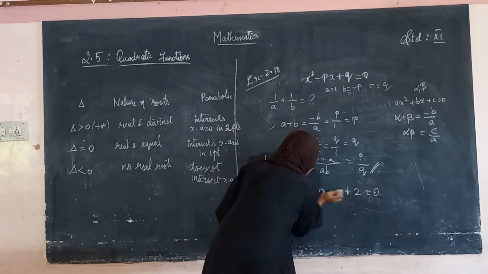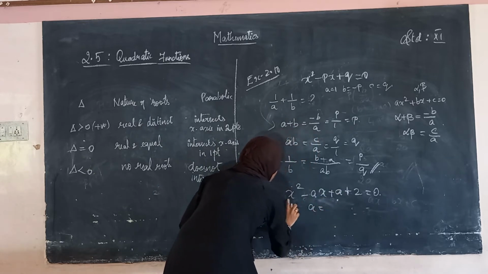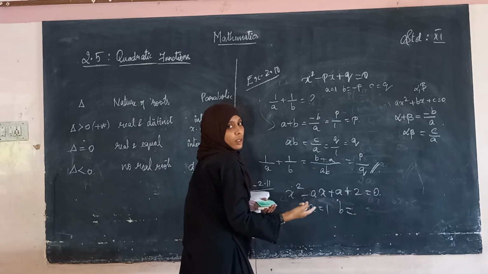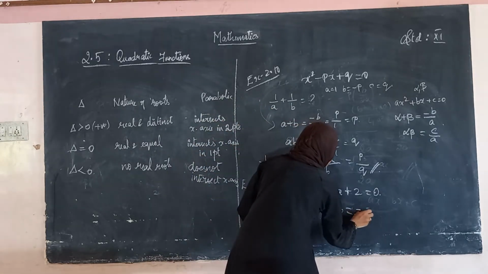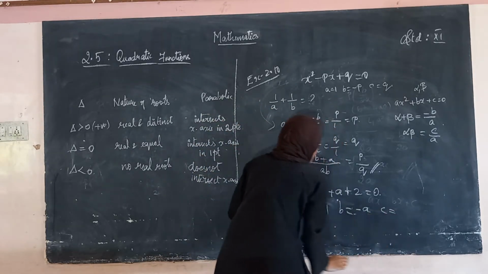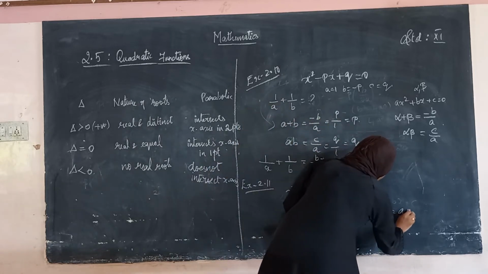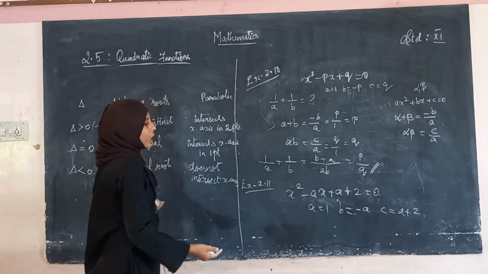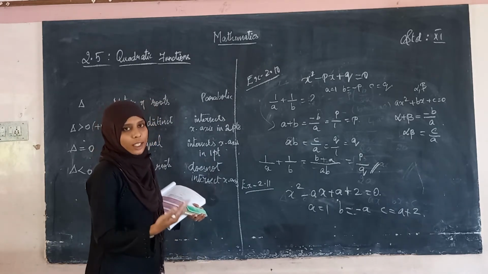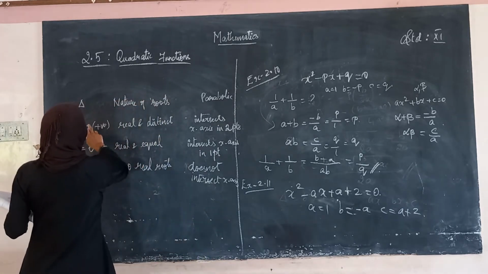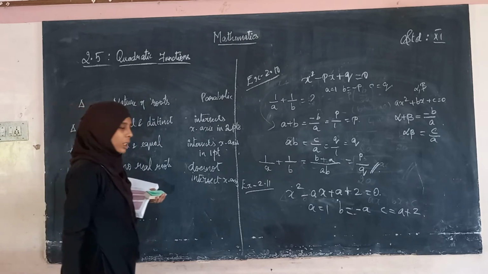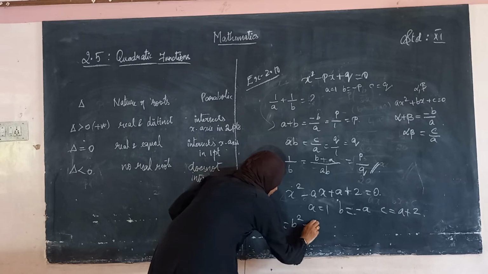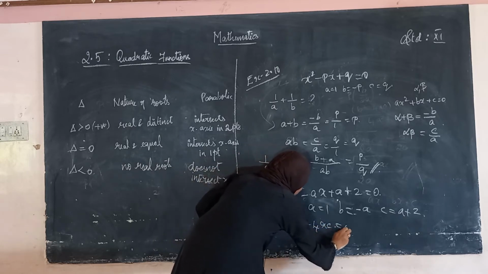From this, shall we write a, b and c? What is a? a is equal to 1. What is b? b is equal to the coefficient of x, that is minus a. What is c? c is equal to a plus 2, the constant term. So we have to find the discriminant. The given condition is the roots are equal. If the roots are equal, the condition is del should be equal to 0. What's the value of del? b squared minus 4ac should be equal to 0.